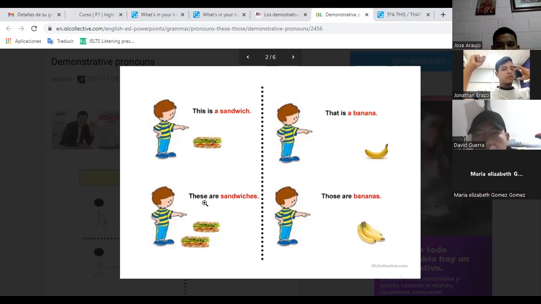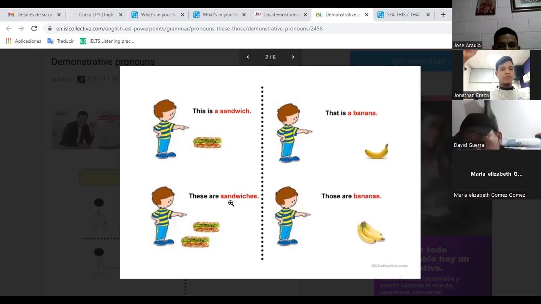Now, Maria, can you help me reading this, please? This is our sandwich. Ya no decimos, yeah, thank you. En este caso, María, ya no decimos this is. Aquí solo vamos a decir these are sandwiches. ¿Ok? María, can you repeat? These are sandwiches. Perfect, correct.